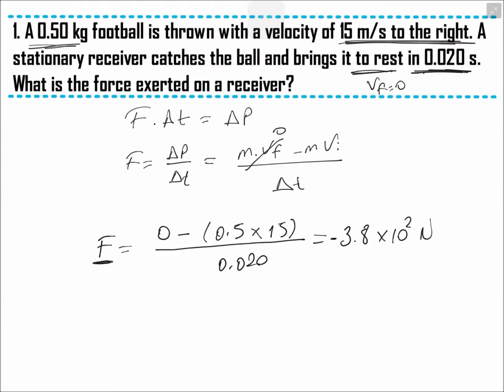F always gives us the reaction force, but here it's asking what is the force exerted on the receiver. So the force on the receiver will be positive 3.8 times 10 to the 2 Newton, because the two forces are always opposite each other.